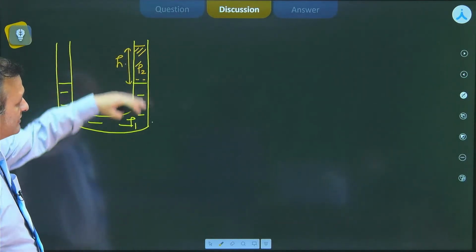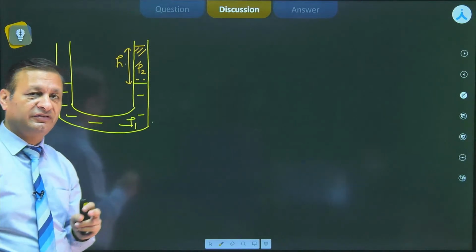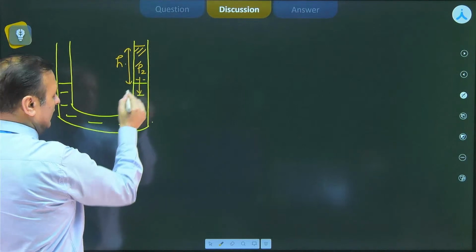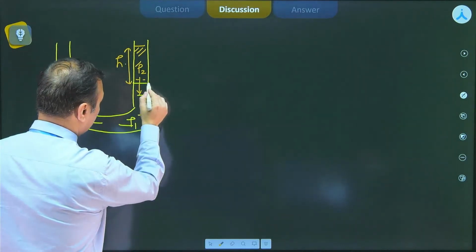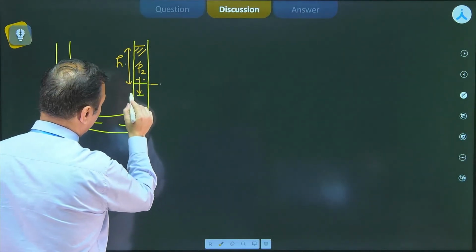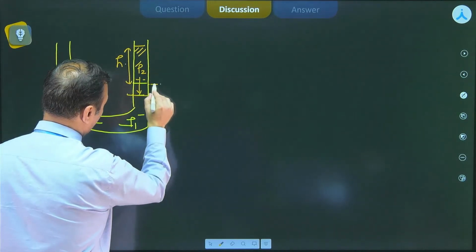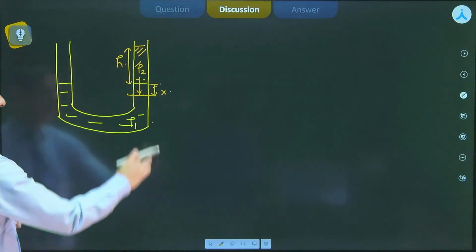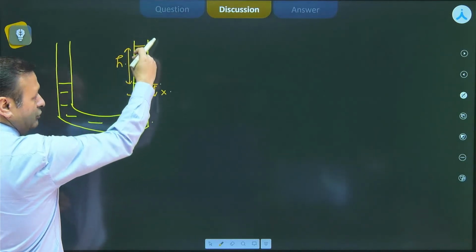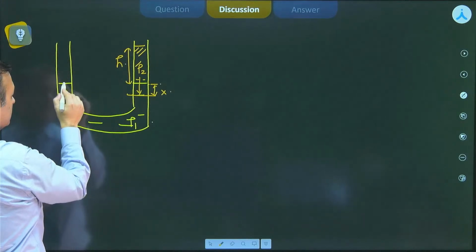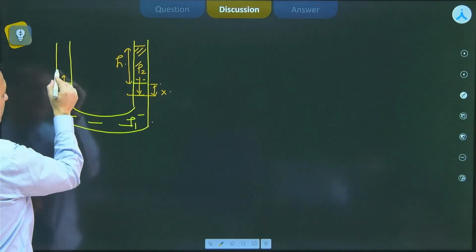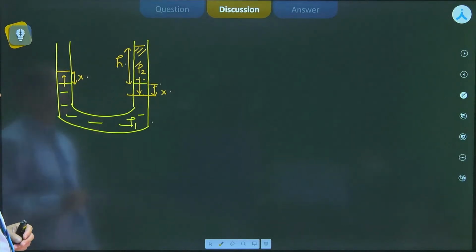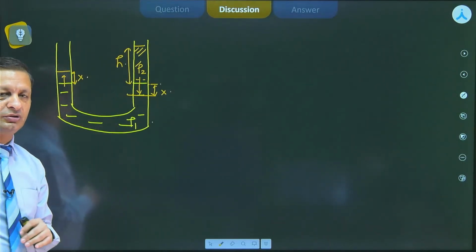The moment you put extra liquid in one limb of this U-tube, it puts pressure and this level of the liquid gets lowered by value x. Simultaneously, the other free surface will get raised by the same value x. Do we understand this point or not?